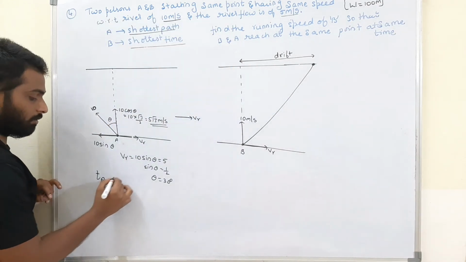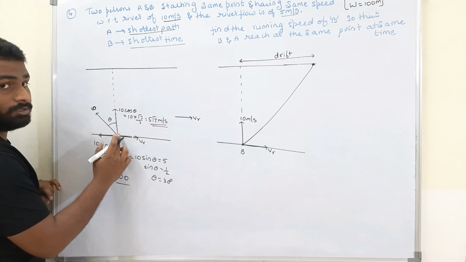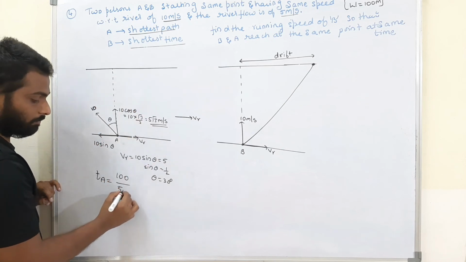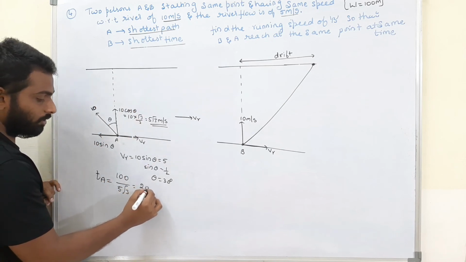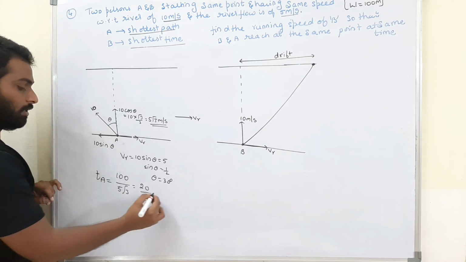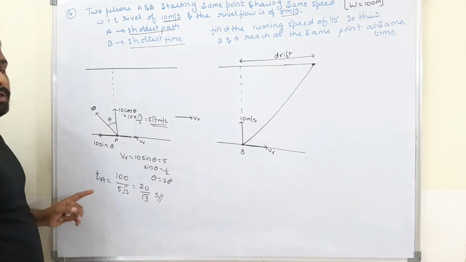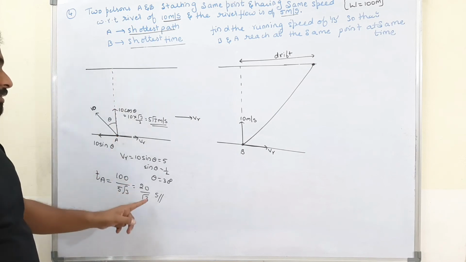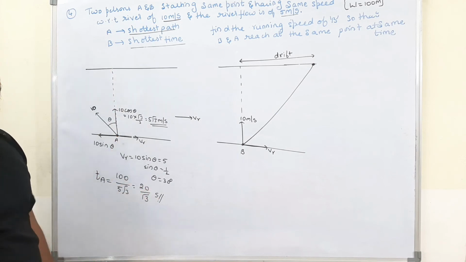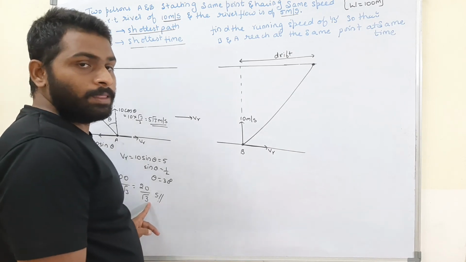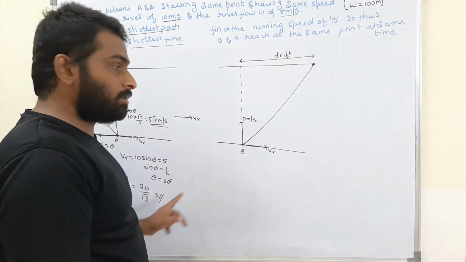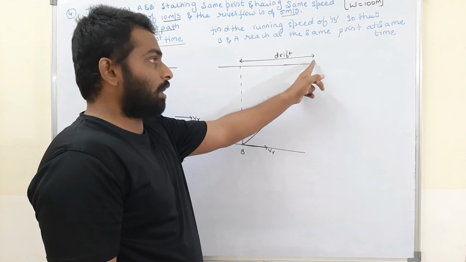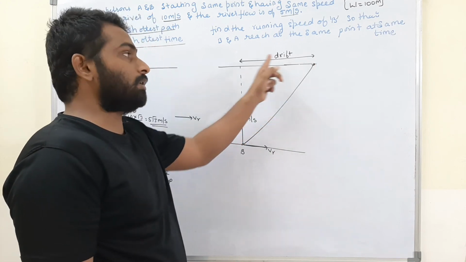Therefore, what is the time taken? 100 by what velocity is crossing the river? 5 root 3. It is 20 by root 3 seconds. The time taken by the body A to reach the opposite point is how much? 20 by root 3 seconds. Now in the same time, in the same 20 by root 3 seconds, B has to reach here, and from here he has to run to here.